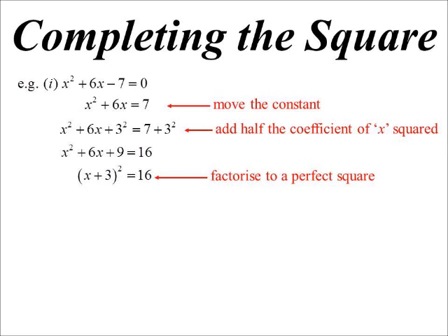And so now we've got it in a situation where it's something squared is equal to a number, and so we know the solution is either plus or minus the square root of that number. So x plus 3 is plus or minus 4, giving me x is -3 plus or minus 4. So we get -7 or 1. So that's the idea of completing the square.